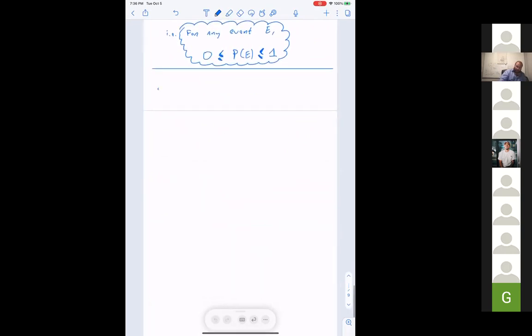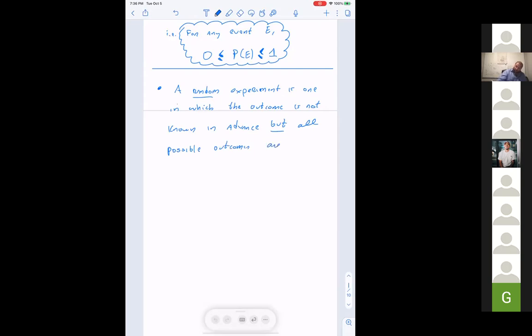Okay, definition. A random experiment is one in which the outcome is not known in advance, but all possible outcomes are. Can somebody give me an example of a random experiment?